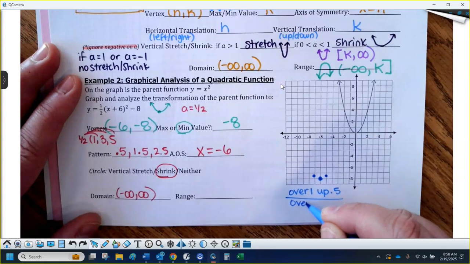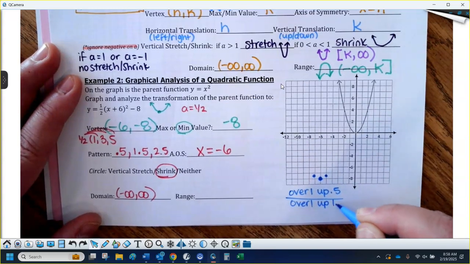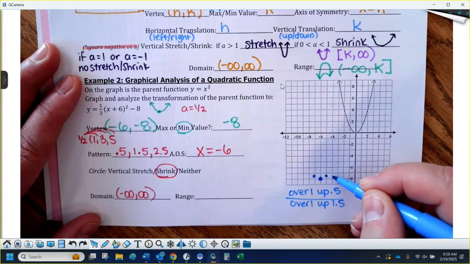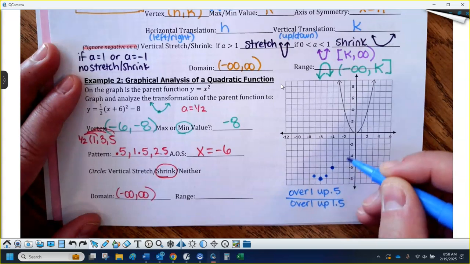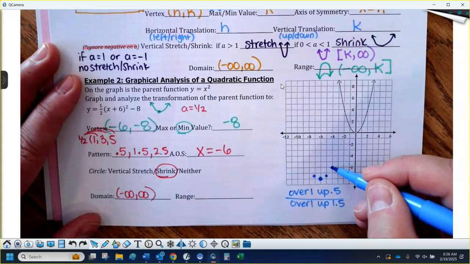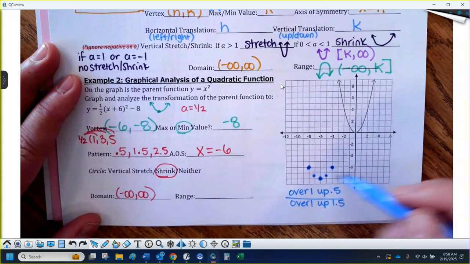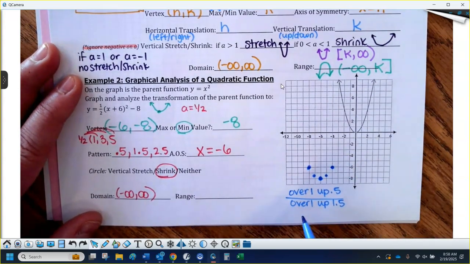Then I'm going to go over 1, up 1.5. That should actually put you on a nice point. So you're over 1 on the halfway mark, up 1.5 should put you, let's see, this is -4, -6 if you're on the right side, and it'll be -8, -6 if you're on the left side. And if you want to go one more, we should have plenty of space.